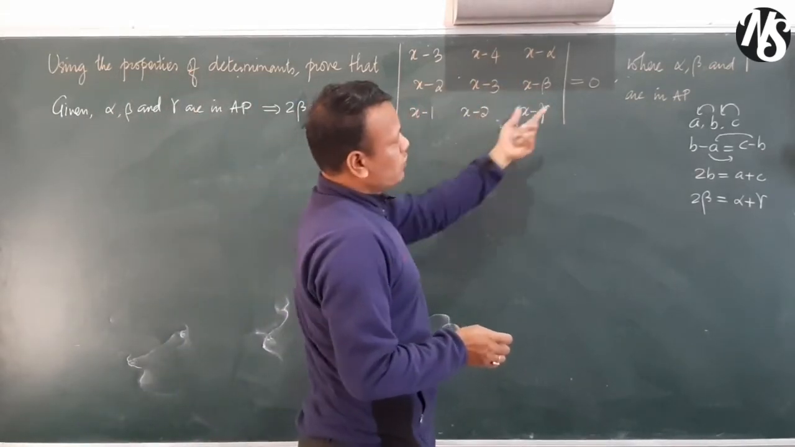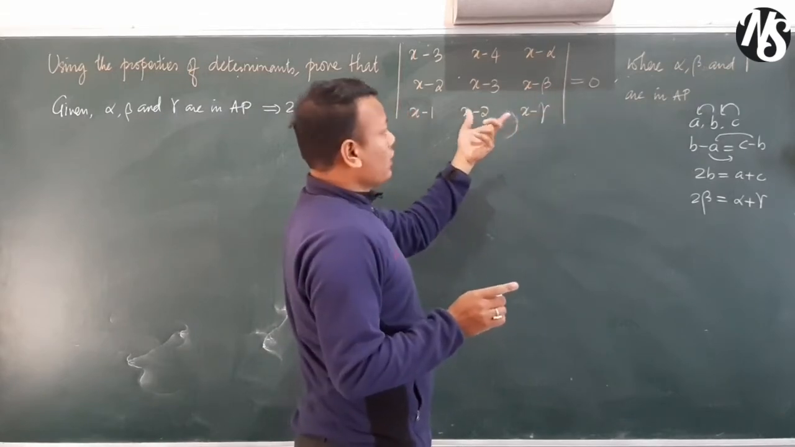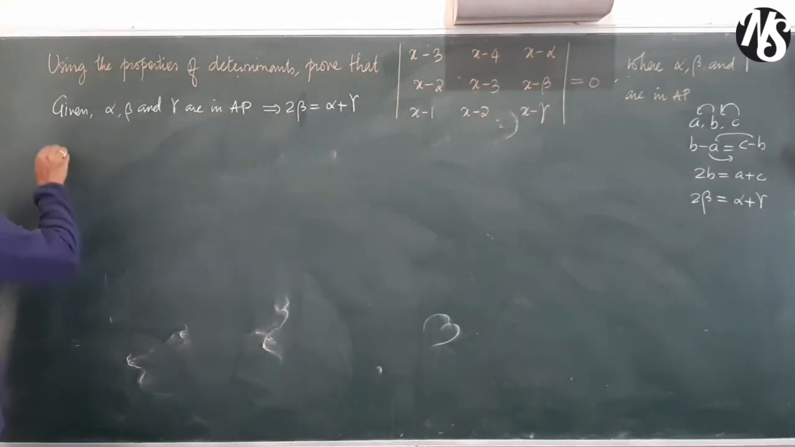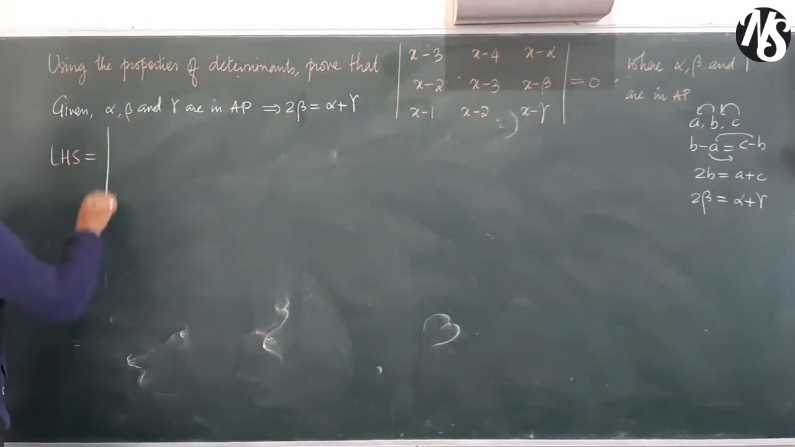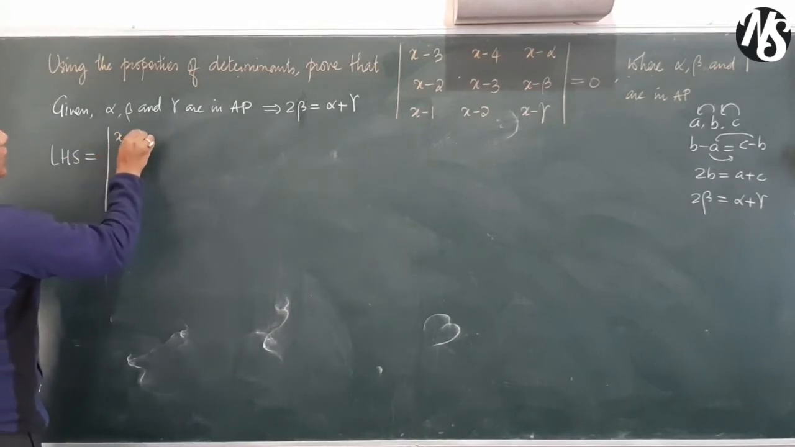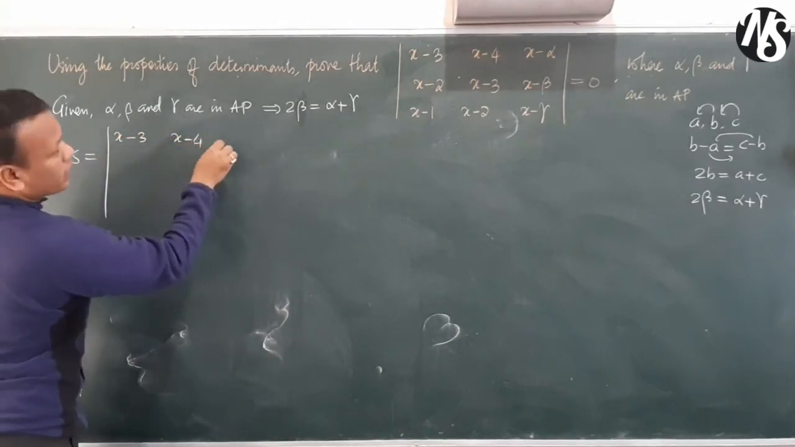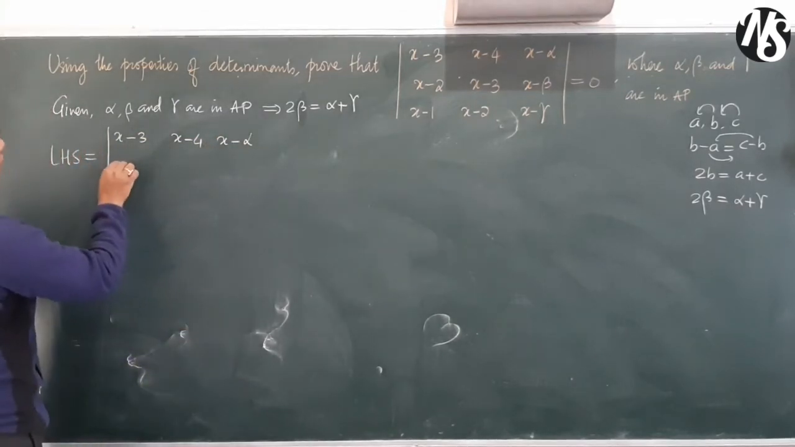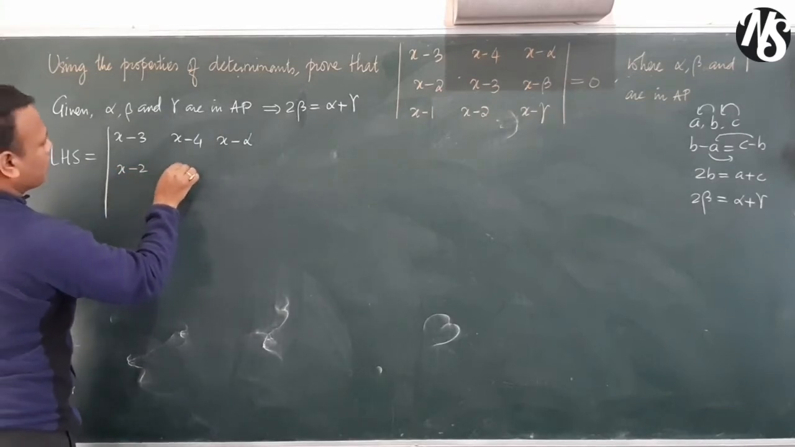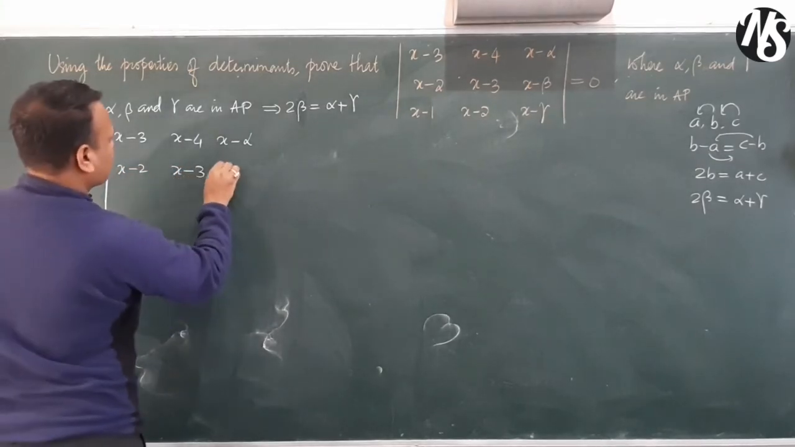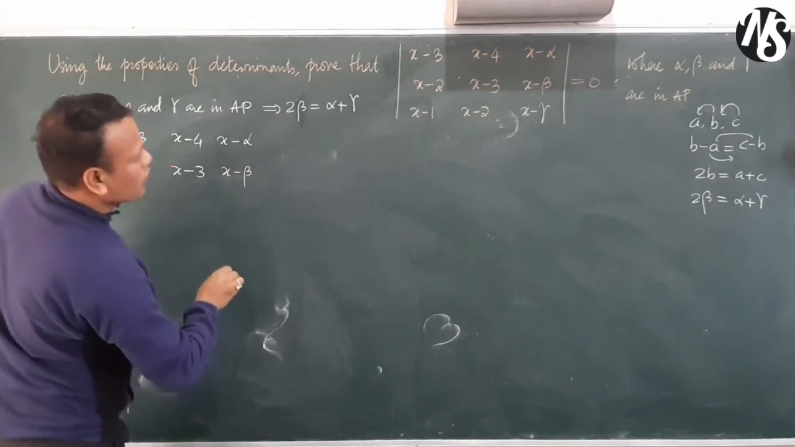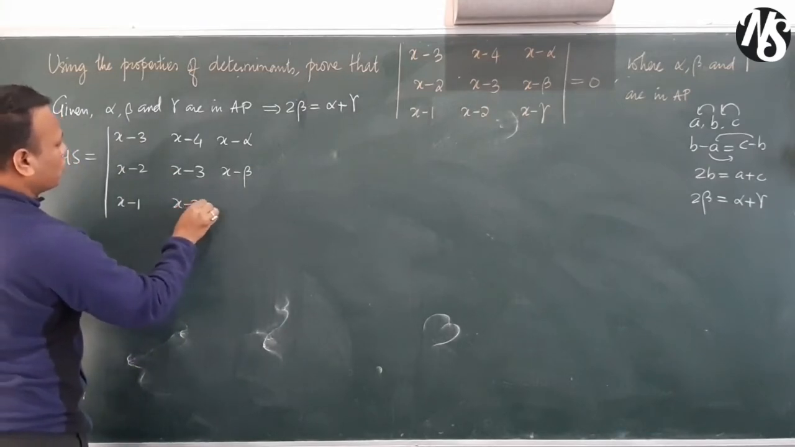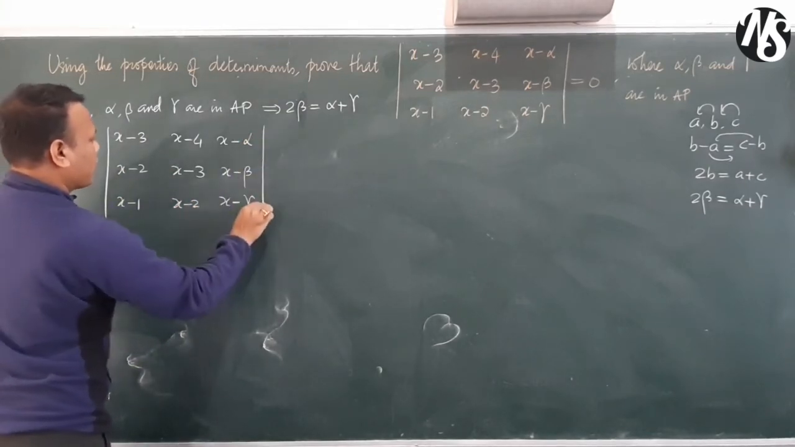So we have to prove that this is equal to 0. Remember, we are not solving or finding the value of x. Okay, so let's take the left hand side here. The left hand side contains x minus 3, x minus 4, x minus alpha; then x minus 2, x minus 3, x minus beta; and x minus 1, x minus 2, x minus gamma.